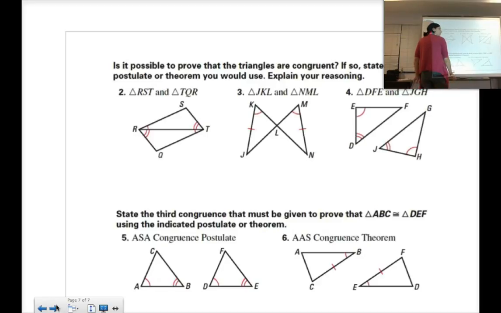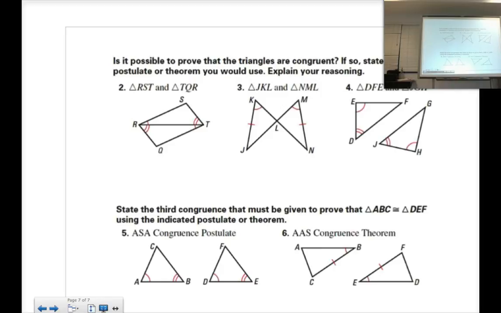Alright, flip the page for me. Take a few seconds. All I want you to do for these is tell me whether they're congruent or not, and the reason. Okay, for number 2, what is it? Yes. Angle, side, angle. Okay, what's my side? Right, exactly, that shared side.